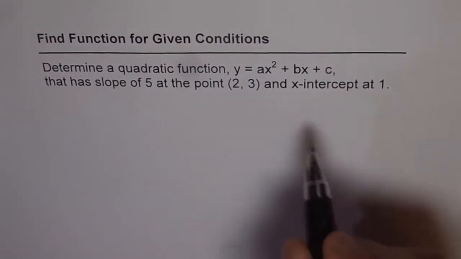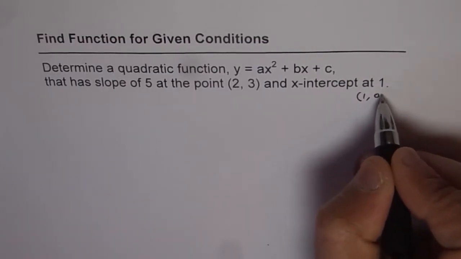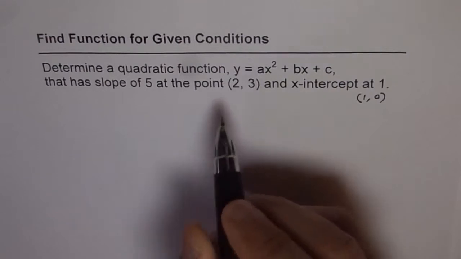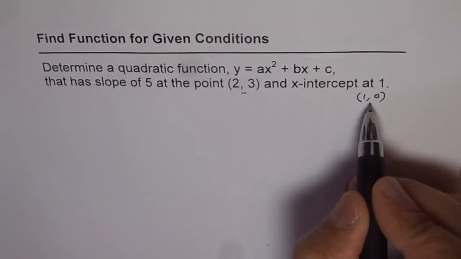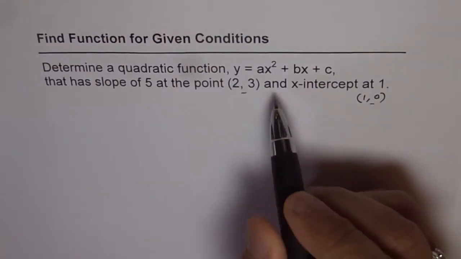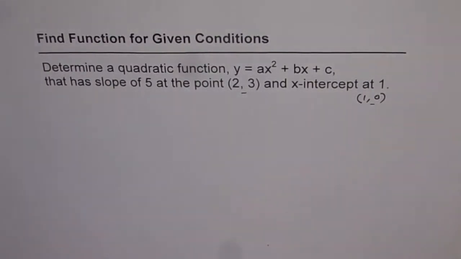Now x-intercept at 1 means what? The point is (1, 0). And we are also given another point (2, 3), right? So we actually have 2 points given to us and then the slope at the second point. That gives us 3 equations, right? So let's write down our equations first.